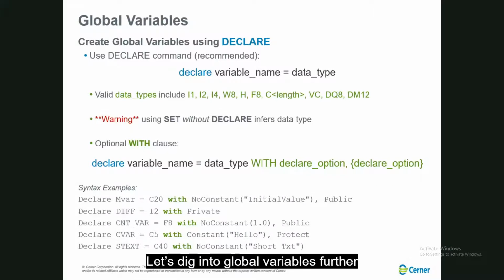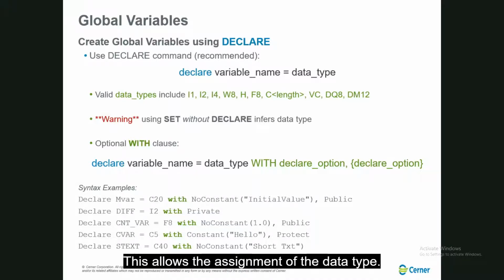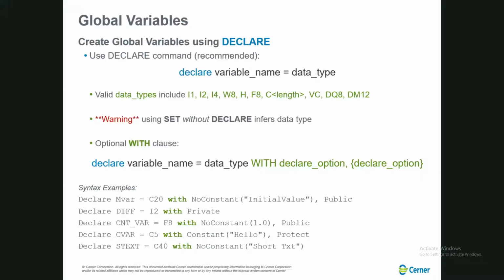Let's dig into global variables further, since they'll provide the most versatility and function in our programs. When creating global variables, it is recommended that we use the declare command. This allows the assignment of the data type. Here's a list of the common data types.